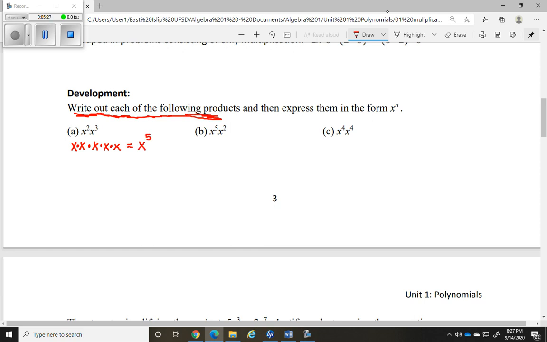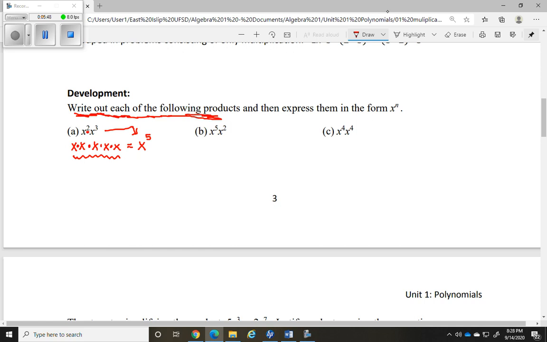I think I mentioned in class that I'm really not one for memorizing rules. I like to understand where things are coming from. So I can see why x squared times x to the third equals x to the fifth. It makes sense to me because of what I wrote out here.